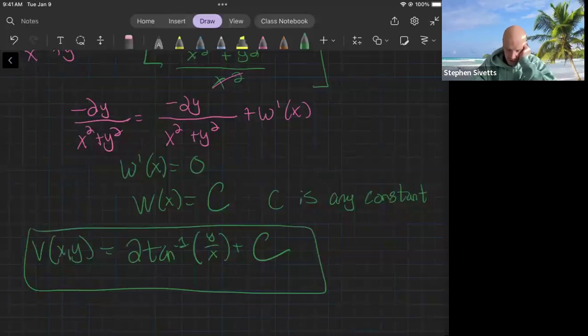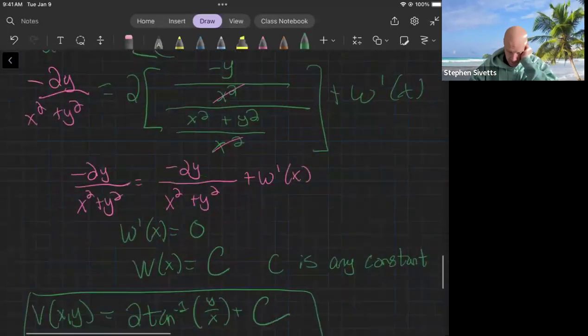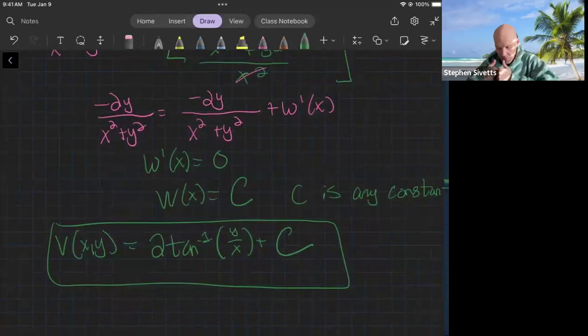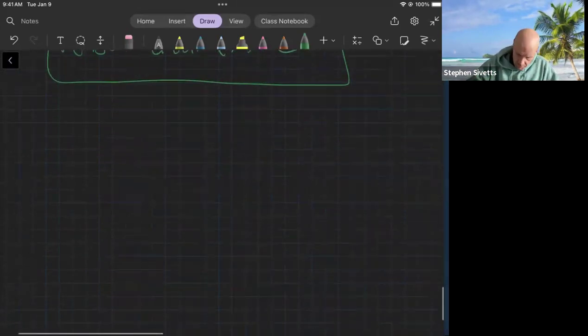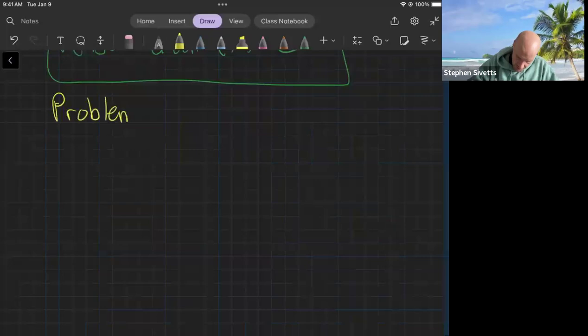And this would be a function that would satisfy the Cauchy-Riemann equations. Okay? So, yeah, hopefully that made sense. And that is pretty much it for this section. Sorry, it took pretty long. But here are some problems for you to check comprehension.